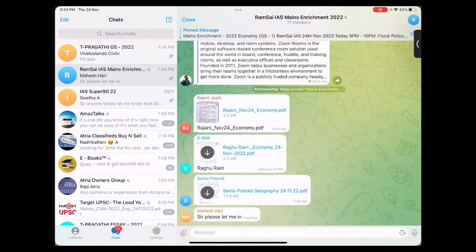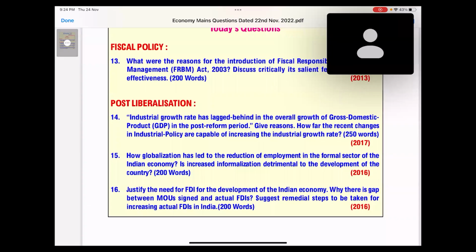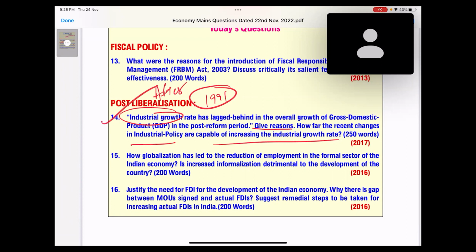Industrial growth has lagged behind in overall growth of GDP in the post-reform period. Please be careful. What do you mean by post-reform period? Here the examiner is asking you about 1991. After 1991, they say industrial growth has lagged behind in the overall growth of GDP. Give reasons. How far recent changes in the industrial policy are capable of increasing the industrial growth? Good question. Take a couple of minutes.